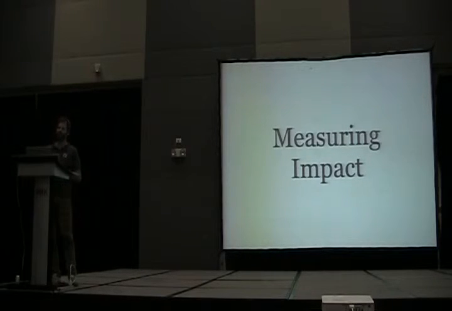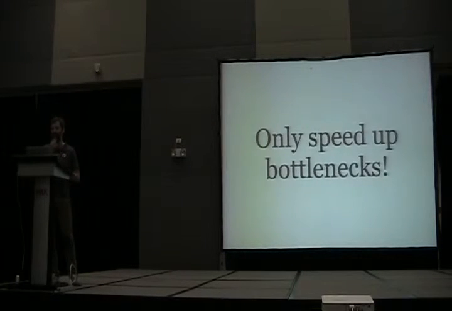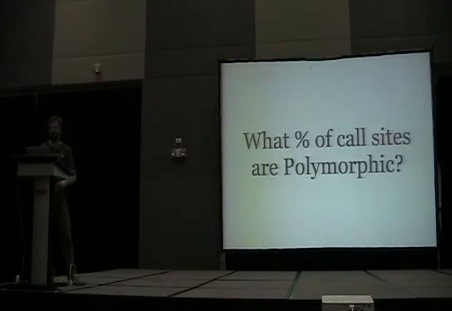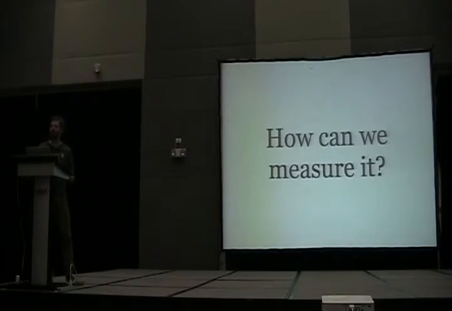So one performance tip that I want to give all of you is that you should only speed up bottlenecks. The thing about bottlenecks is you need to measure your code to find the bottlenecks first. If you don't know where the bottlenecks are, then you can't really speed up your code. So how do we know if polymorphic call sites are actually a bottleneck in our code? Well, we need to measure what percentage of the call sites in our code are actually polymorphic. How can we do this? How can we measure this? There's no way to do this in MRI.